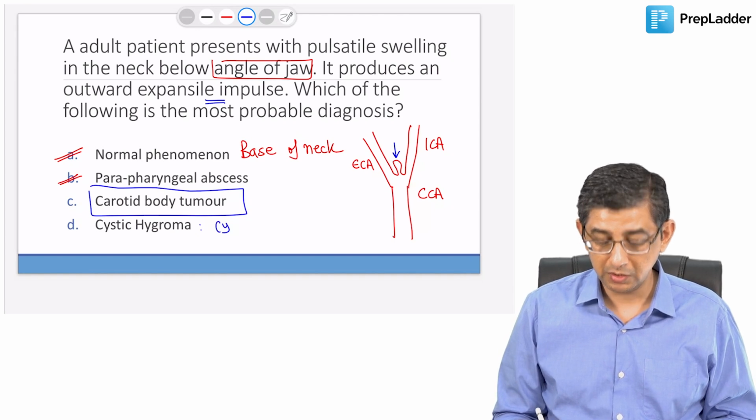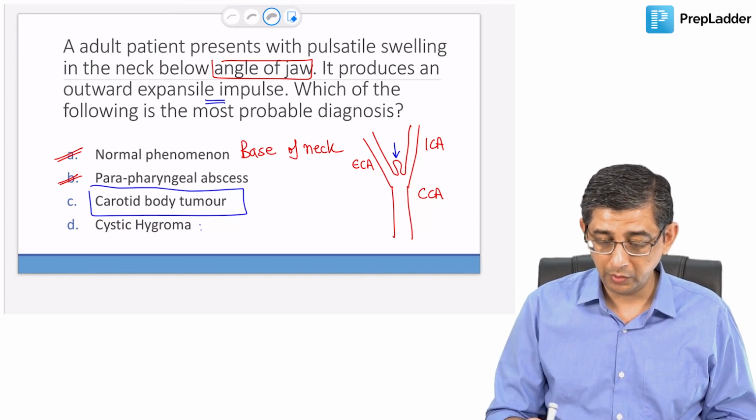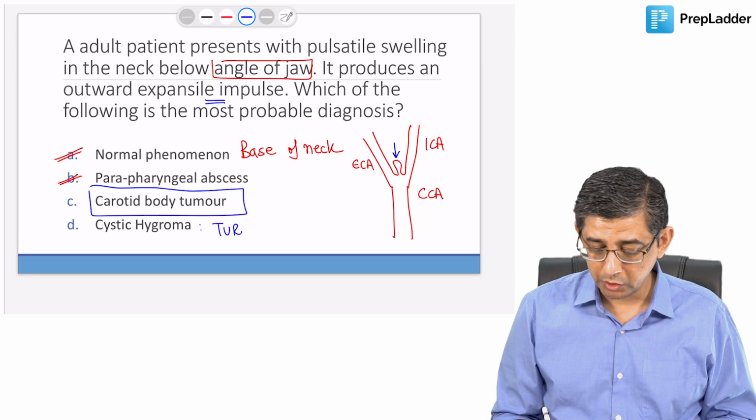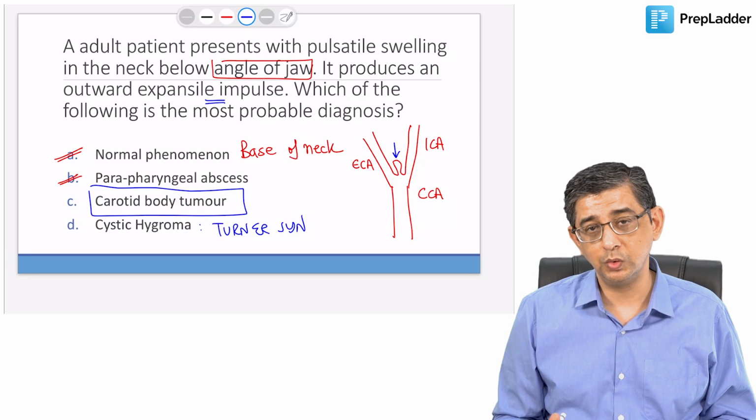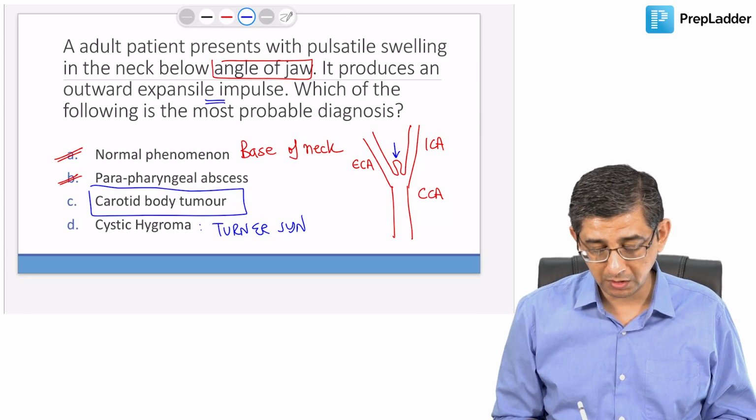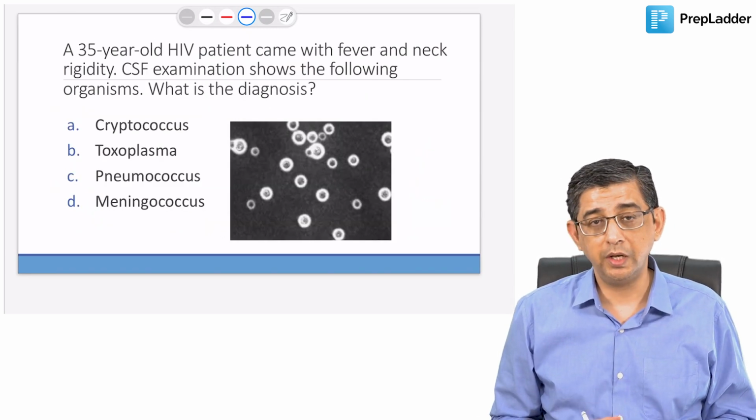Cystic hygroma is a cystic lesion and is commonly found in children with Turner syndrome. I showed you an image of Turner syndrome today already. You have seen the webbing of the neck. So additional finding to be remembered is cystic hygroma is seen with Turner. This was a spot diagnosis guys.